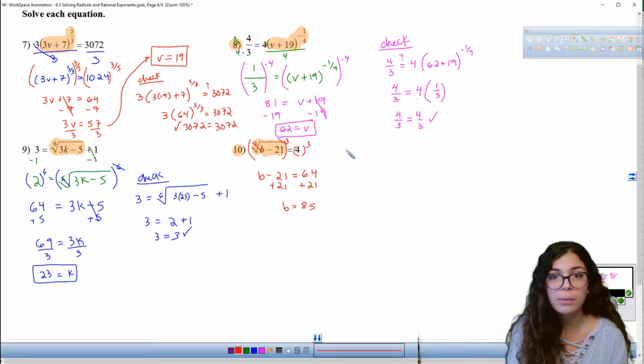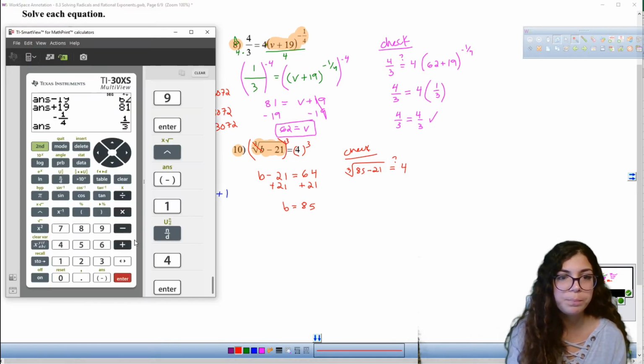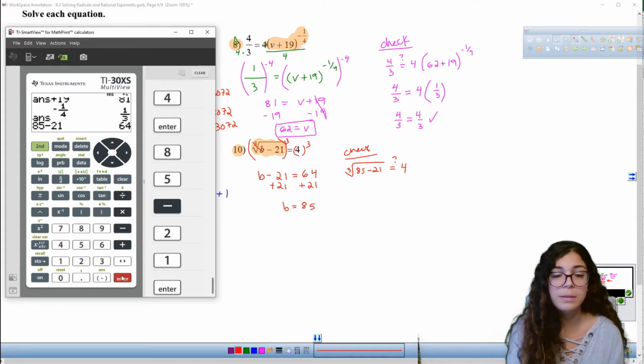Now we have to check it, right? Let's go ahead and check this solution. Cube root of 85 minus 21. Does that equal 4? Well, 85 minus 21 is 64.